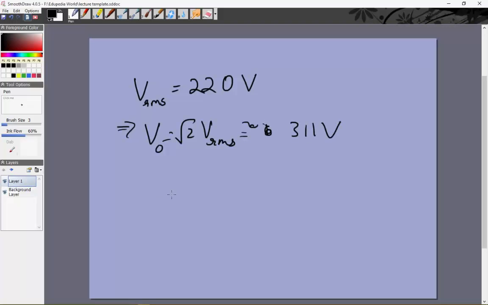So what you get in your house is 311 sine of omega t plus phi. The time period is also usually quite small, around 60 times a second or something like that. Right. So 1/60th of a second, that's around what the time period is.